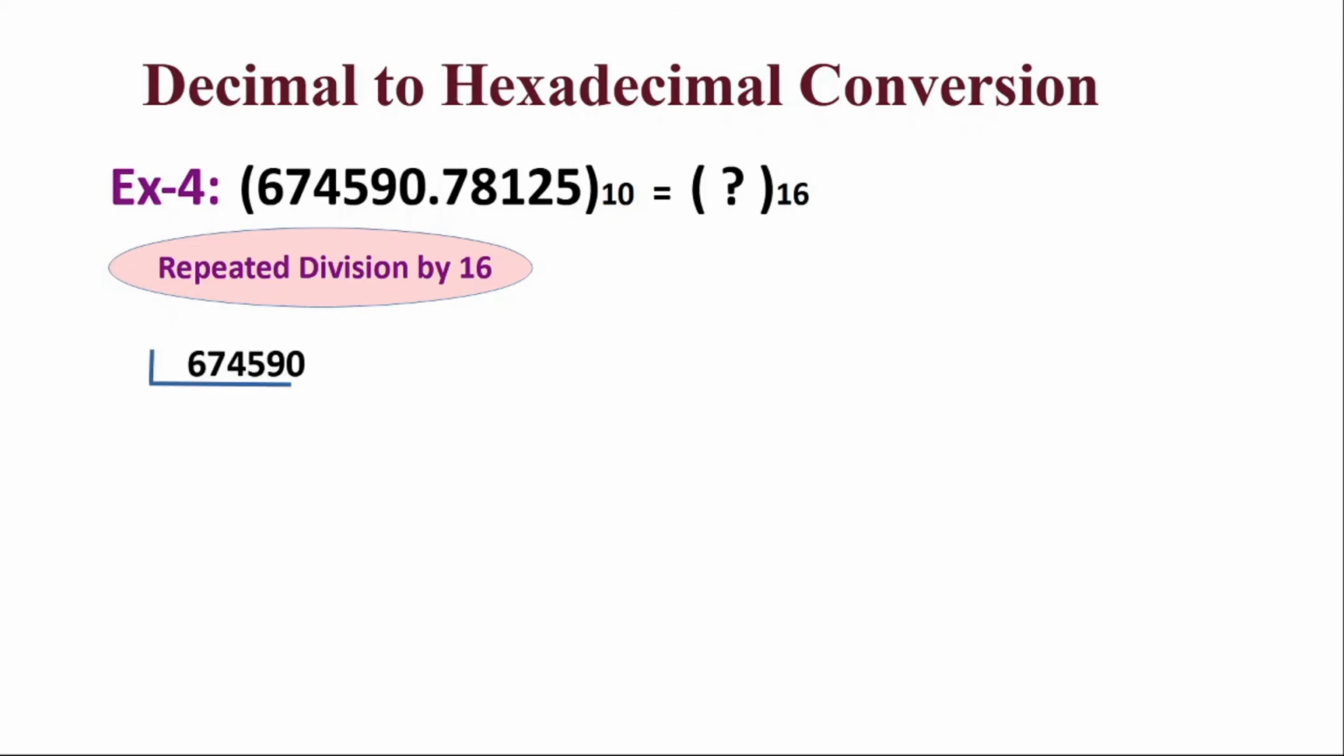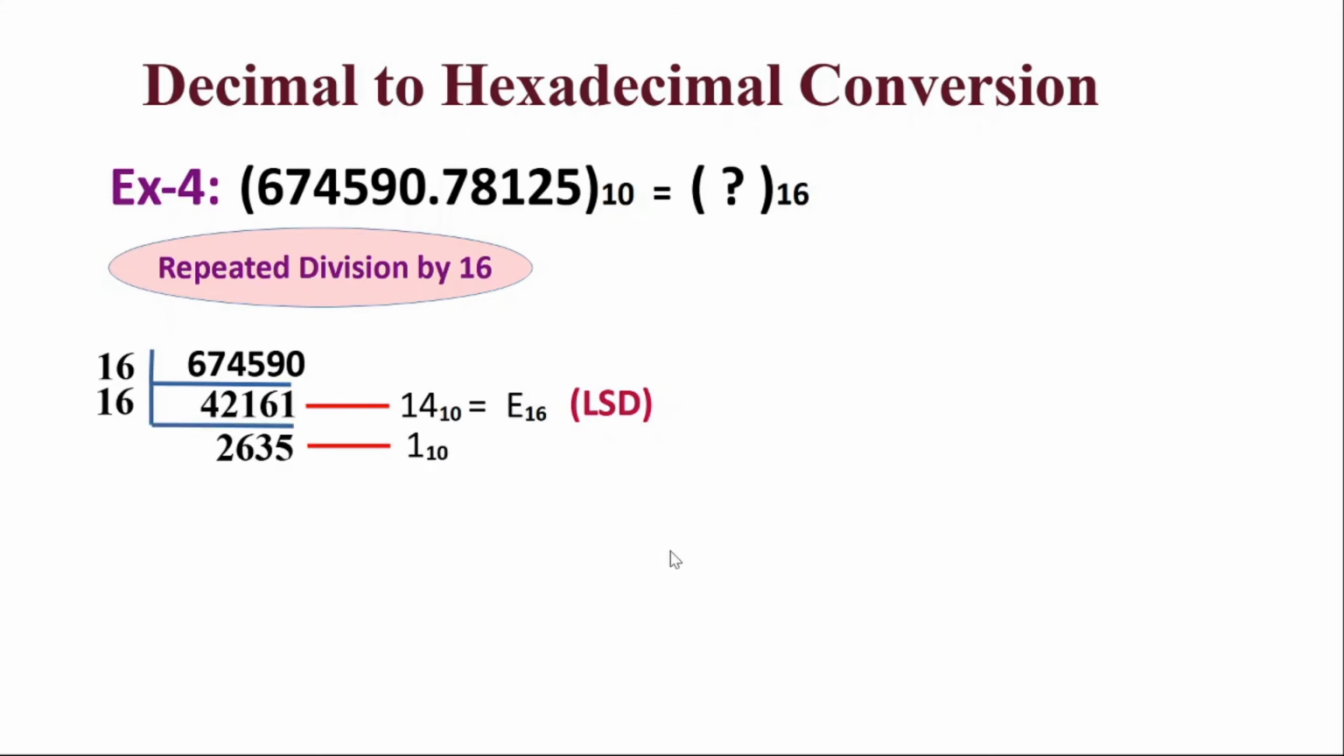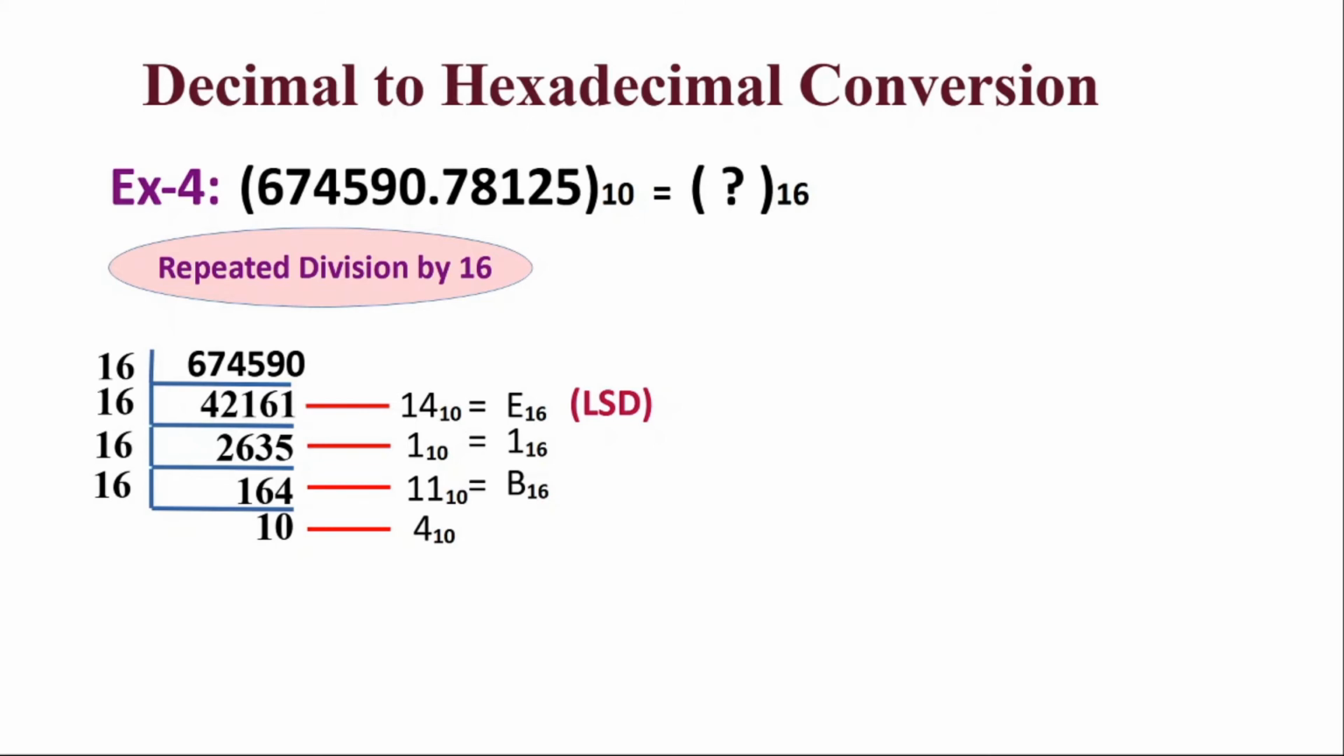following the repeated division operation, we get this 14 in decimal system is equal to E in hexadecimal system, and in this case this remainder E is the LSD, and for this the remainder is 1. This 1 is also equal to 1 in hexadecimal system, and for this 11 equal to B in hexadecimal system, and for this the remainder is 4, and this 4 in decimal system is also equal to 4 in hexadecimal system.